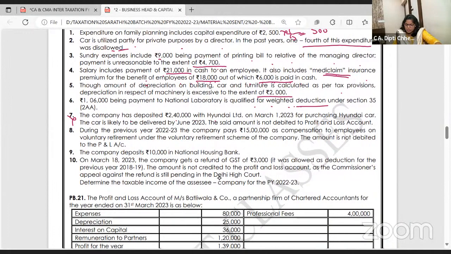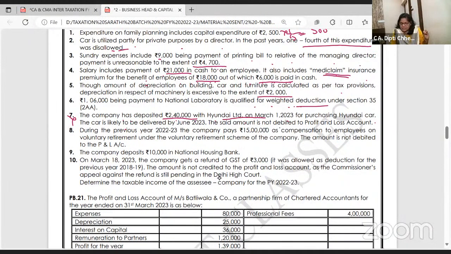Company has deposited 2,40,000 with Hyundai Limited on March 1 for purchasing Hyundai car. See, partnership assessment I will do after this today only. Yes, today we will do assessment of partnership. So after this problem and after taking presumptive taxation for 10-15 minutes, then I'll take the assessment of partnership firm. Okay? Look at this. Company has deposited 2,40,000 with Hyundai Limited on March 23 for purchasing a car. Car is likely to come in June 23. Now we have just paid advance.